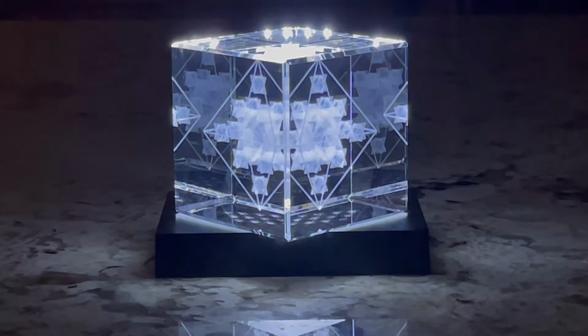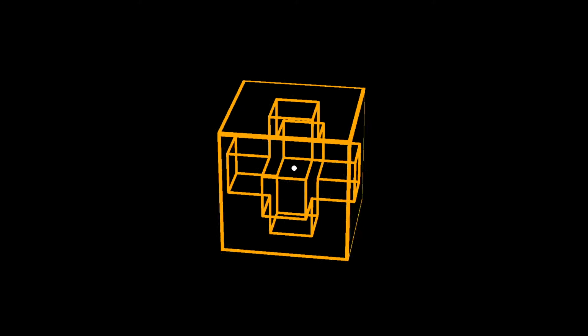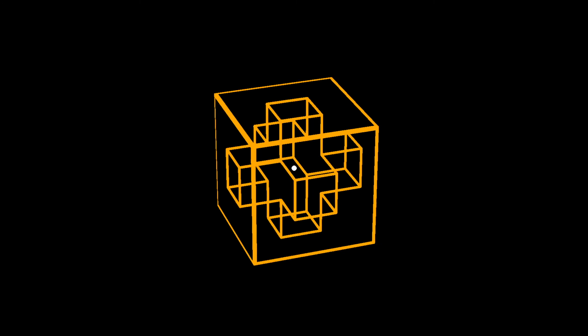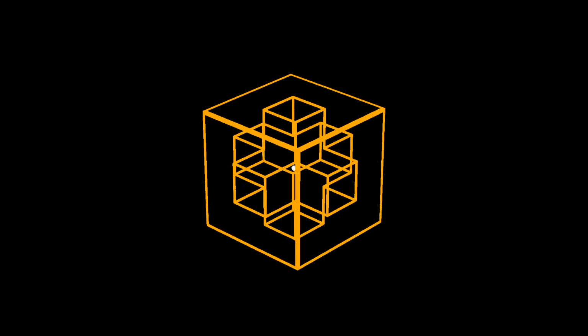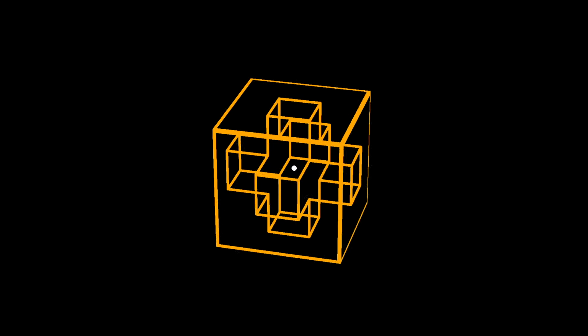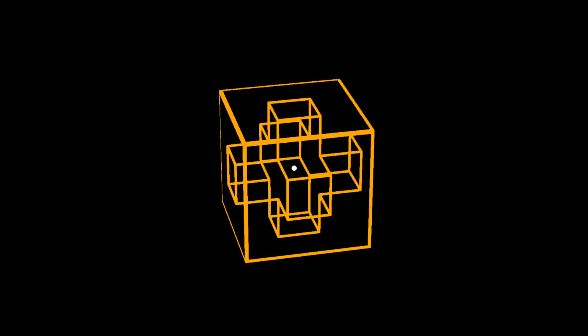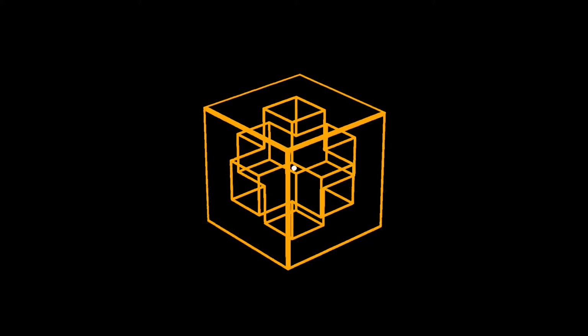So what's going on here? Why are we getting this result? Let's try and understand it. Here I have a 3D Menger sponge with recursion depth 1 in X-ray mode. And what I want to draw your attention to is the structure of the interior hole.